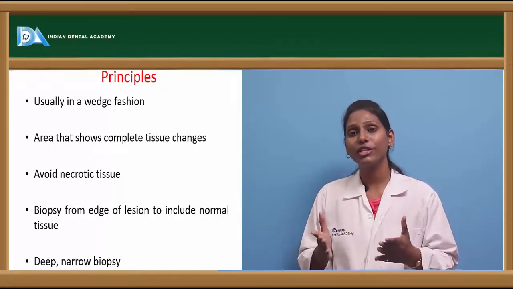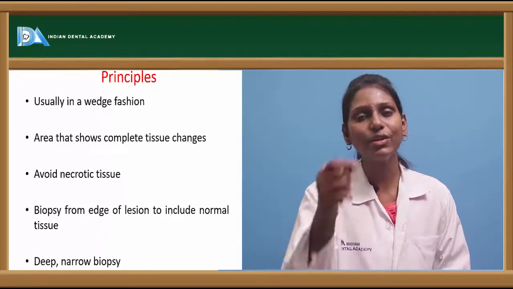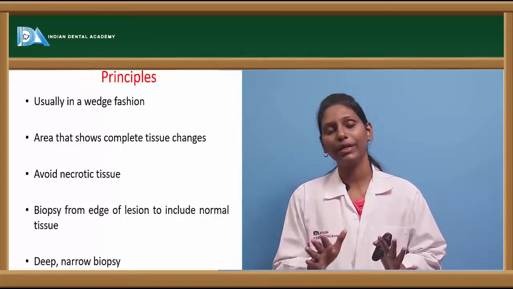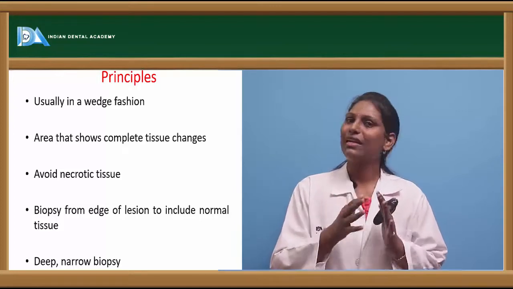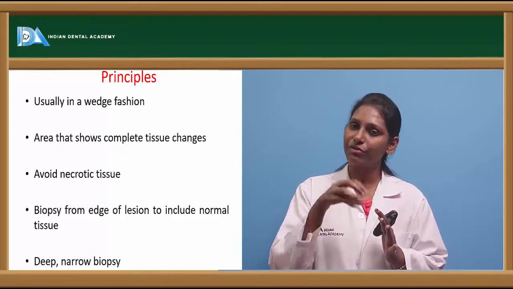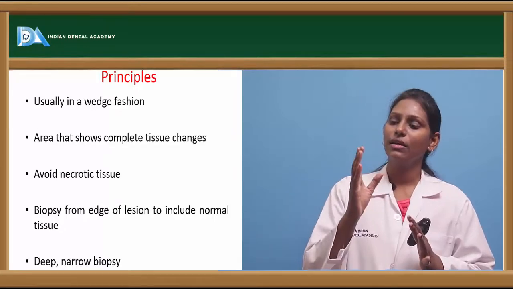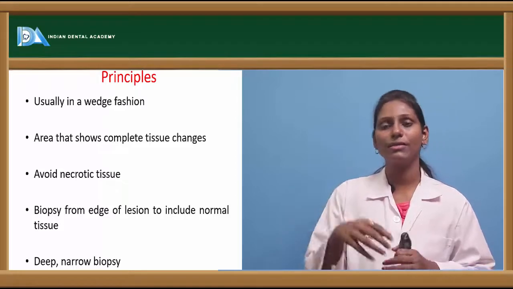So how do we know the tissue is necrotic? It is a simple logic, no? The center of the lesion is usually necrotic, right? So you have to avoid that necrotic tissue. Do not take a tissue specimen from the center of the lesion if you are doing an incisional biopsy. Always take a biopsy specimen from the edge of the lesion and also include adjacent normal tissue.